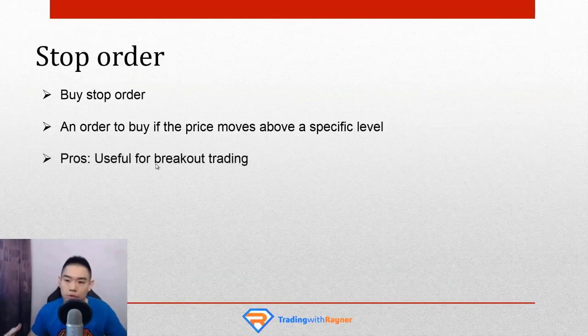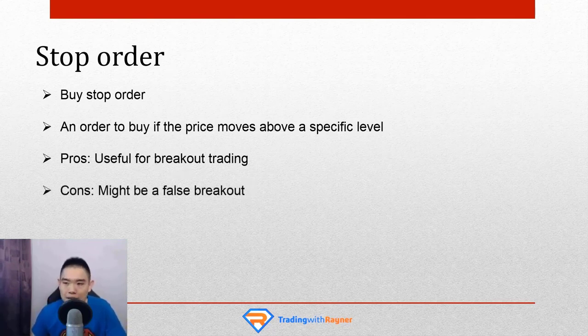So this is useful. If you are trading breakouts, this order is absolutely useful, because in breakout trading, the price would break out of a specific level and then continue with the momentum to hit higher. So if you have a buy stop order, you are assured to enter if the price could break out of a level. The downside to this is that it might be a false breakout.